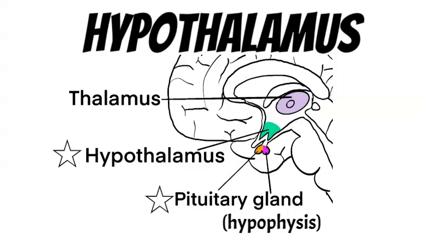You're going to notice there's two different colors associated with it. The orange is going to be your anterior pituitary. That pink is going to be your posterior pituitary.